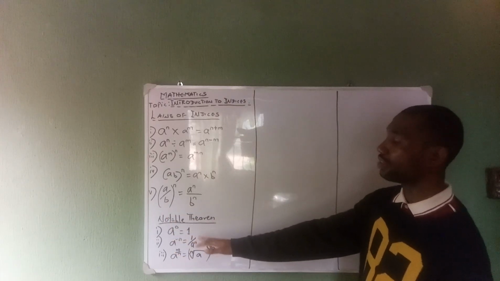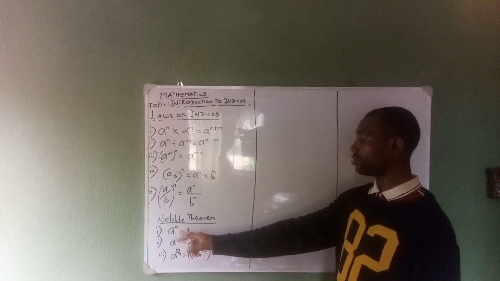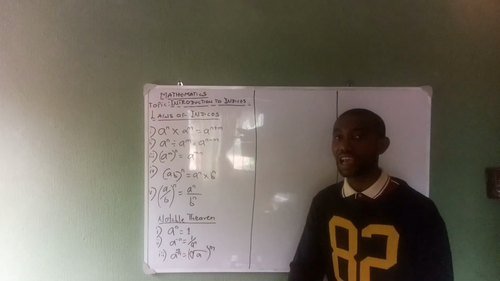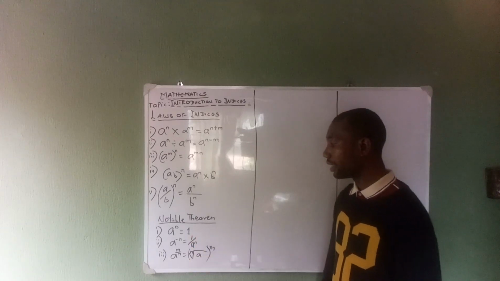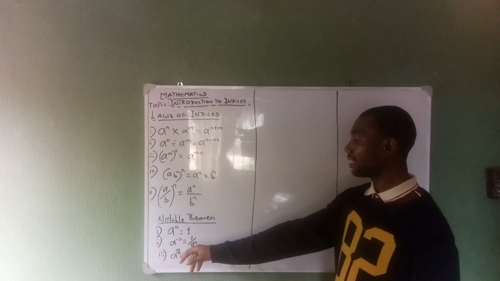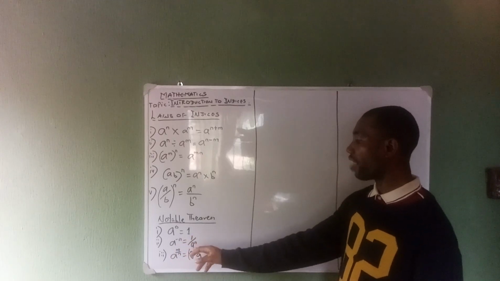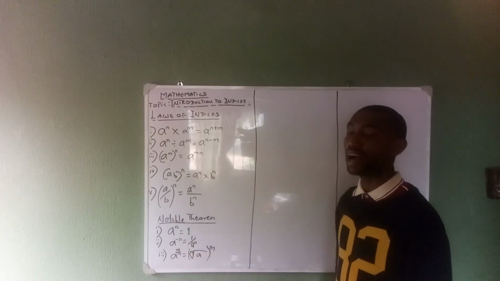You must be conscious of these notable theorems. When we have a raised to the power of 0, it is equal to 1. That is to say, any number that is raised to the power of 0 is equal to 1. Now we have the a inverse: a raised to the power of minus n is the same thing as 1 over a raised to the power of n. That is called the reciprocal law.